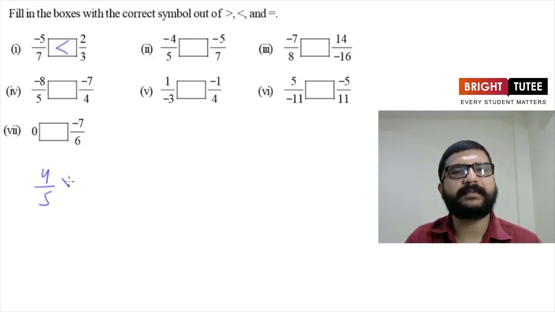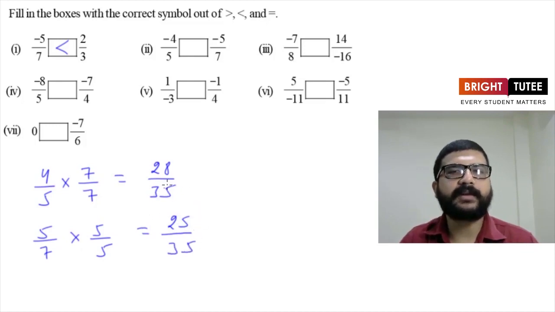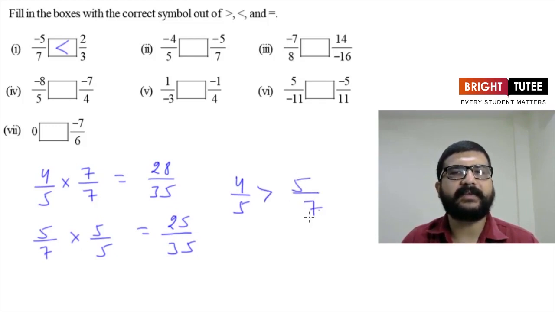4 upon 5, this can be multiplied with 7 upon 7. Now this gives us 28 upon 35. And the second number is 5 upon 7. Let's multiply it with 5 upon 5. This gives us 25 upon 35. Now among 28 upon 35 and 25 upon 35, we know 28 upon 35 is the bigger number. So it means 4 upon 5 is greater than 5 upon 7.